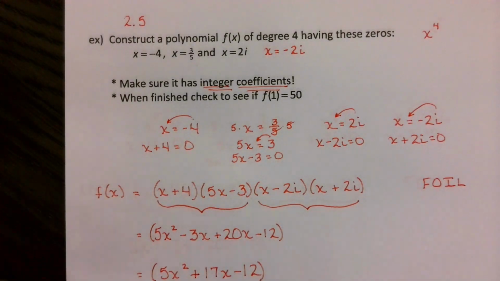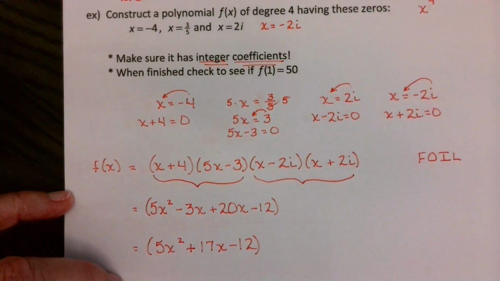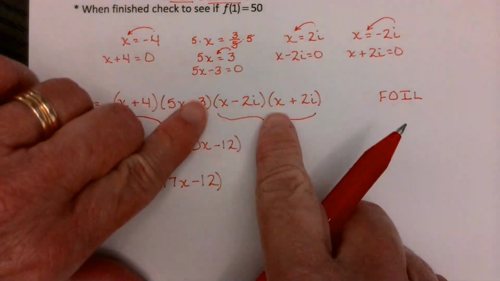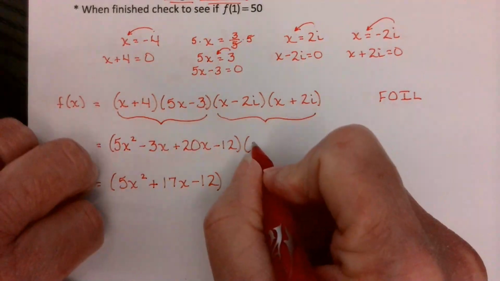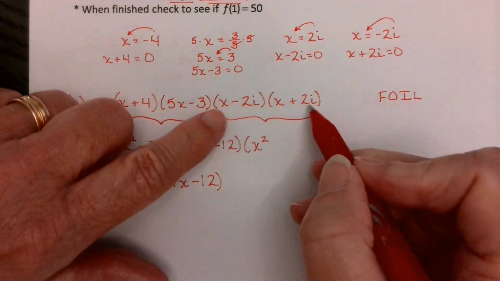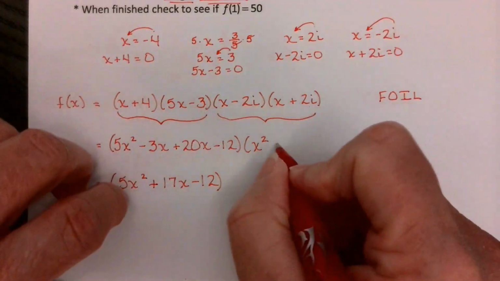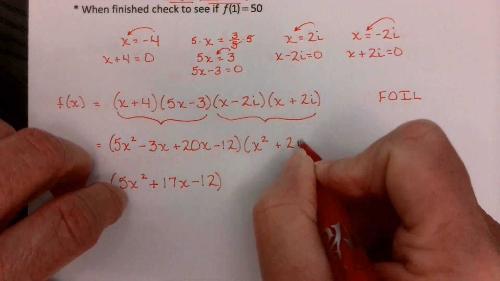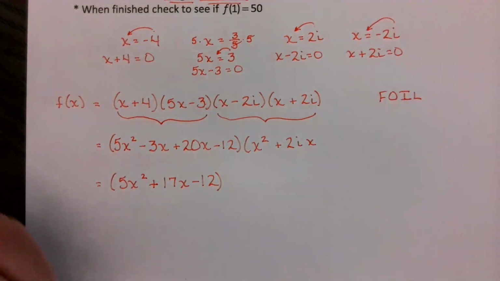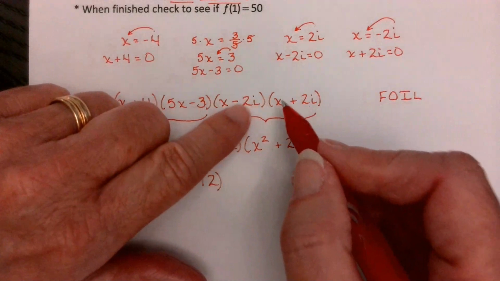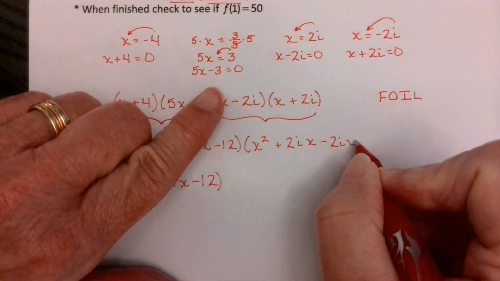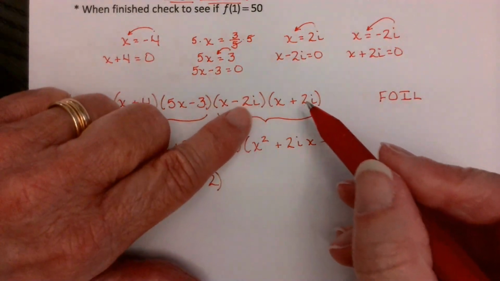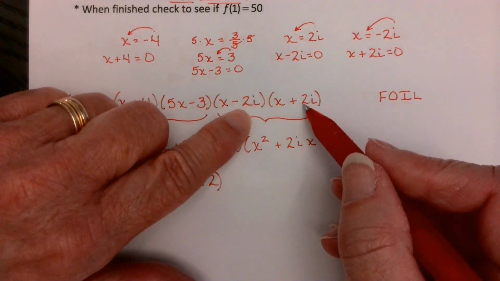Okay. Now we're going to do the same thing. Let me move my paper up. For these two. Again, first times first gives us x squared. Outside times outside gives us 2ix. Doesn't really matter what order you put them in, but that's how I would write it. Then inside times inside, negative 2ix. And then last times last gives us negative 4i squared.